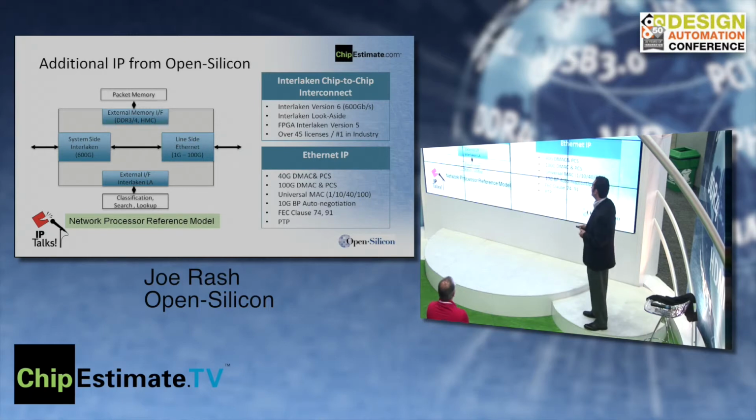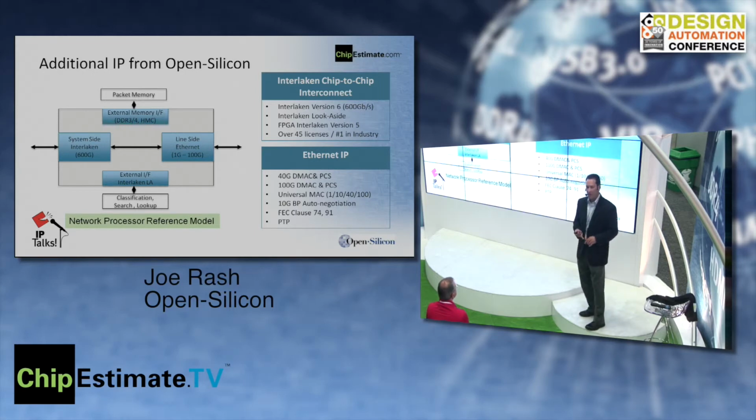So Open Silicon provides a few other IP cores. This is Hybrid Memory Cube, and what's up here is what we focus on in addition to our ASIC business. We offer Interlaken, which is a chip-to-chip and also a lookup high-speed protocol, and that would be used for talking to ternary CAMs as well as talking to other chips. We're the number one licensee for Interlaken protocol IP in the industry. We've licensed to over 45 different licensees. We also have some Ethernet MAC and PCS technology.